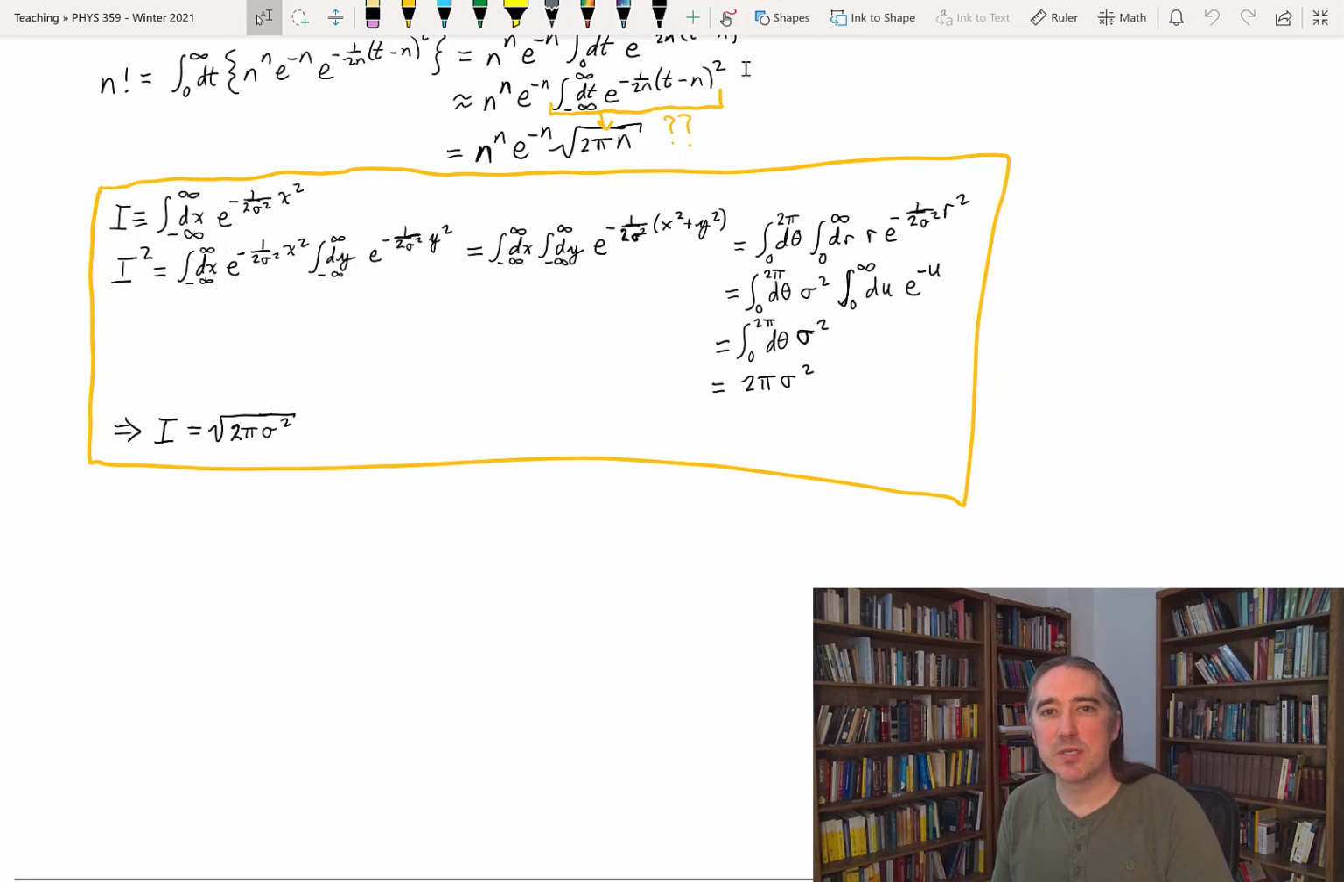Up here when we were doing Stirling's approximation, n is sigma squared. So this is in fact the value that we get. And just one minor note, here I said x squared, here I said t minus n squared, but this is the integral over the entire real line. So you can shift x back and forth along the real axis. It won't change the value of the integral.